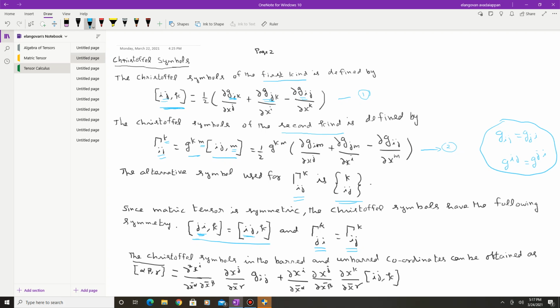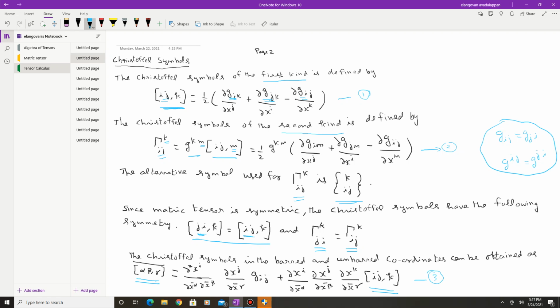Now let us express the Christoffel symbols of the first kind in the barred and the unbarred coordinate systems. It can be proved easily. I have not given the proof, but it can be proved very easily. If [ij, k] is the Christoffel symbol expressed in the unbarred system, and if you put alpha, beta, comma, gamma in the bracket, this is the Christoffel symbol expressed in the barred system. These two are related by the expressions given here. This is equation 3.